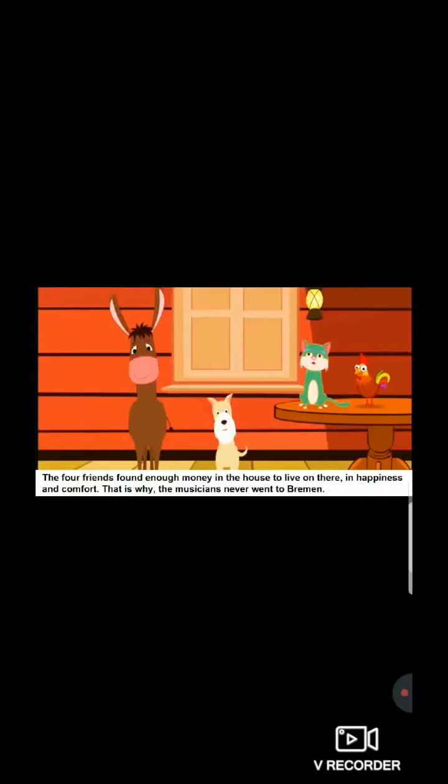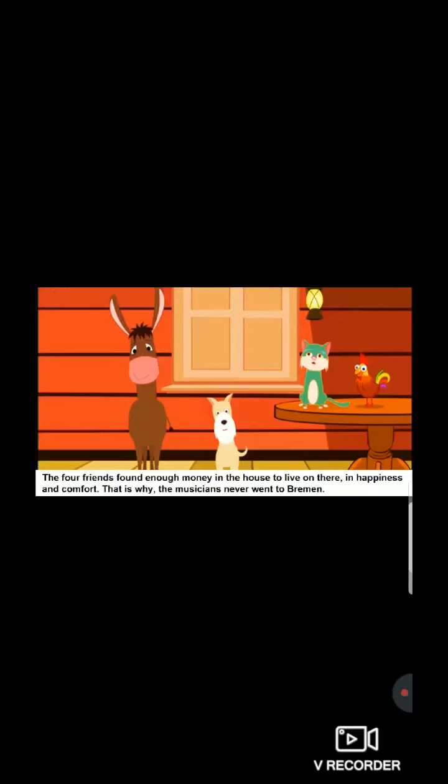So the robbers never went back to the house. जैसे कि robbers लोग उस घर के अंदर वापस गए ही नहीं. क्यों? क्योंकि वो लोग डरे हुए थे, क्योंकि उन्हें लगा कि उस घर के अंदर कौन है, मॉन्स्टर है और डेडली क्रिएचर है, राइट. The four friends found enough money in the house to live on there in happiness and comfort. जो फोर फ्रेंड्स थे, फोर फ्रेंड्स कौन, डोंकी, डॉग, कैट एंड कॉक, वो लोग को वहाँ पर घर के अंदर जितने पैसे थे जो चोरी करके रखे थे किसने, रॉबर ने, राइट, तो सारे पैसे उनको मिल गए. तो वो लोग एक अच्छी लाइफ वहाँ पे जी सकते थे. क्यों? क्योंकि उनके पास अभी घर भी है और पैसे भी है, राइट.